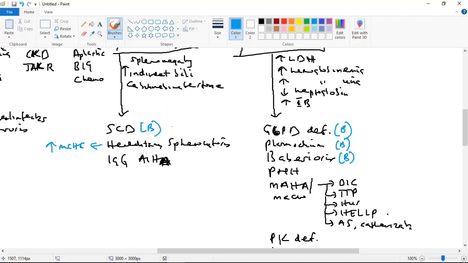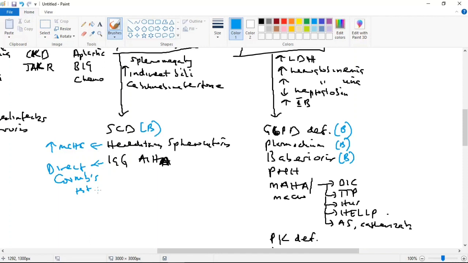IgG autoimmune hemolytic anemia. The test that we use to confirm autoimmune disease is going to be what? The Coombs test, direct Coombs test, right? It's a test that can detect IgG red blood cell complexes in the blood.